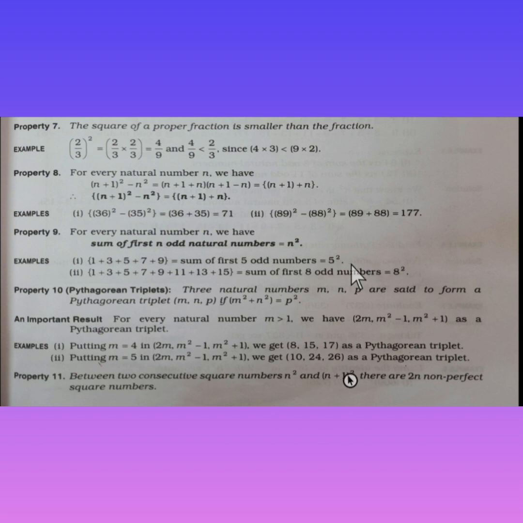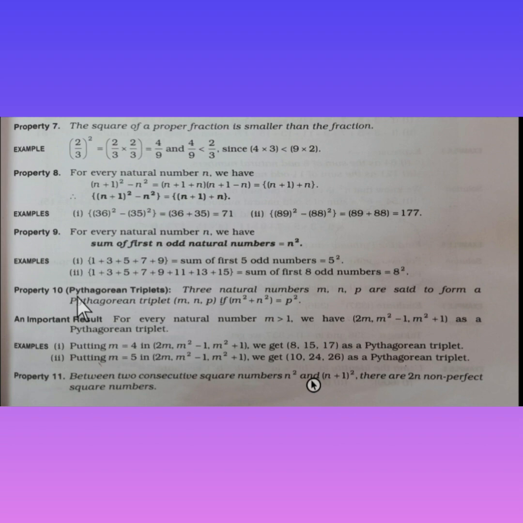5 square means 25. Similarly, here we take the first 8 odd numbers. When we add these numbers, we get 8 square. 8 square means 64. So we do not add these numbers. Simply we count the numbers. How many odd numbers are there? 1, 2, 3, 4, 5, 6, 7, 8. And we get 8 square. 8 square means 64.